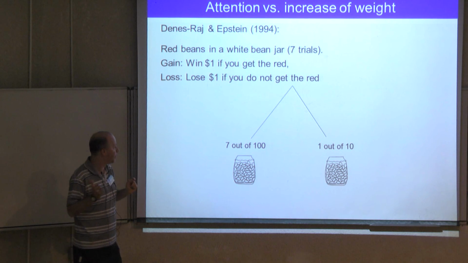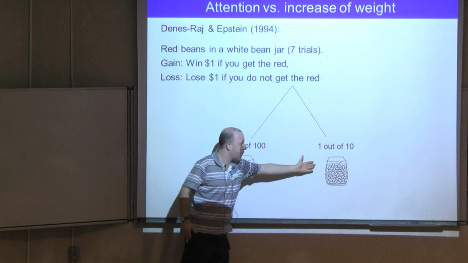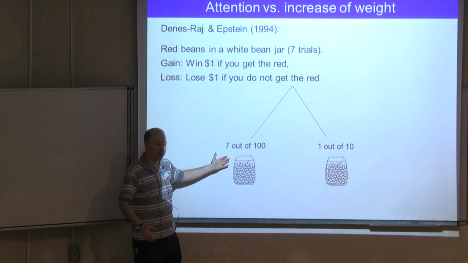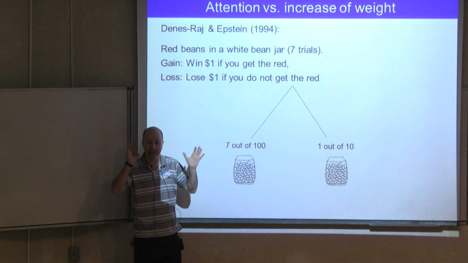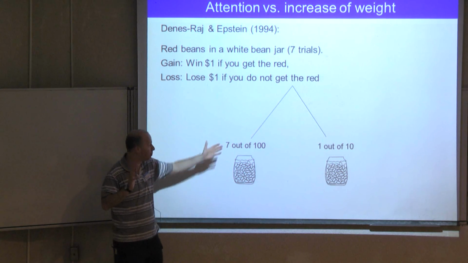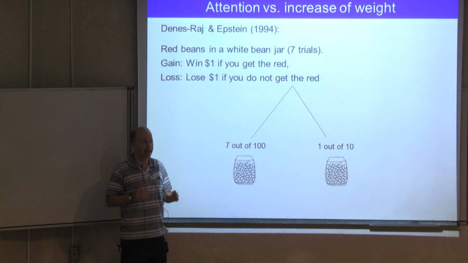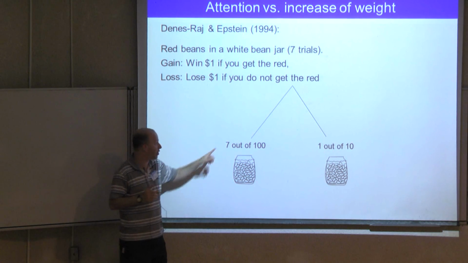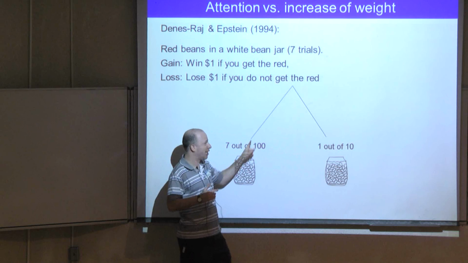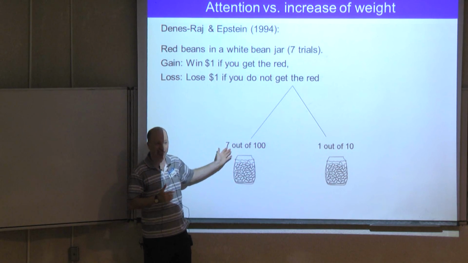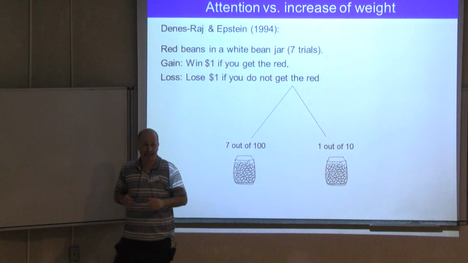What should you do? You should go for here, of course, right? 1 out of 10 is better than 7 out of 100. But some people don't understand it. There are all kinds of biases that lead people to select this alternative. One of them is oversensitivity to numbers. You know, the 7 is larger than 1, the 100 is larger than 10. So some people go for the 7 out of 100. They made this mistake.